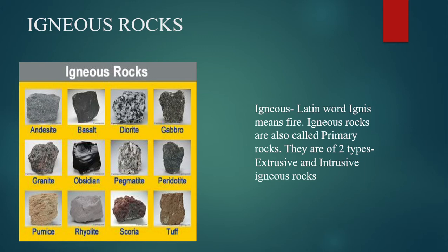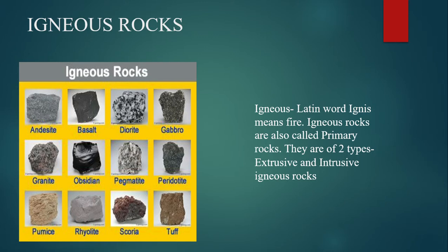There are two types of igneous rocks: intrusive rocks and extrusive rocks. Students, when the lava from the volcano, the fiery red molten magma, comes out from the interior of the earth and cools down on the outer surface of the earth, that type of rocks are known as extrusive igneous rocks. Basalt is an example of extrusive igneous rocks. These are also known as volcanic rocks. They are formed from the lava that comes out of a volcano.